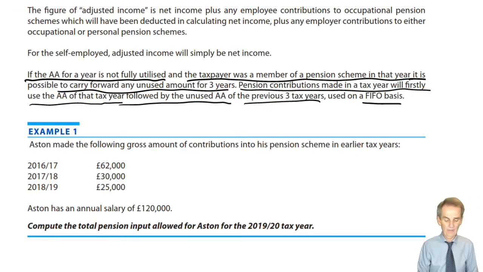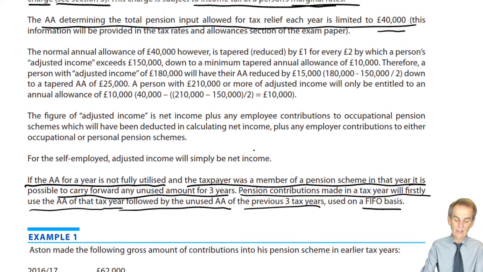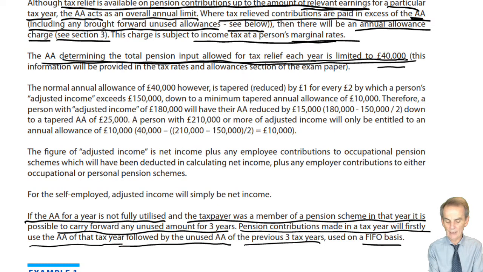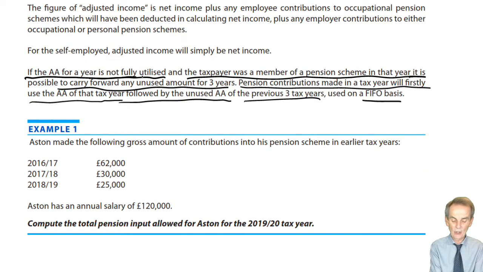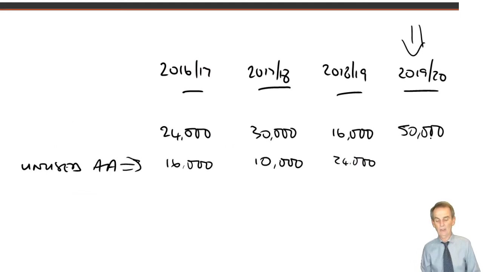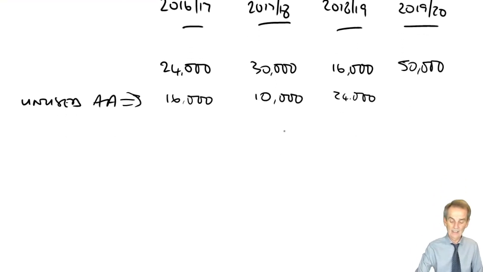Back to the notes. What we have here is the AA determining the total pension input allowed for tax year. The tax relief each year is limited to £40,000. Again, that information provided as we have seen. If the AA for a year is not fully utilised, well now the AA is fully utilised. And pension contributions paid in a tax year will firstly use the AA of that tax year. So if we look at our £50,000 payment in 2019-20, that therefore will use, firstly, the AA.